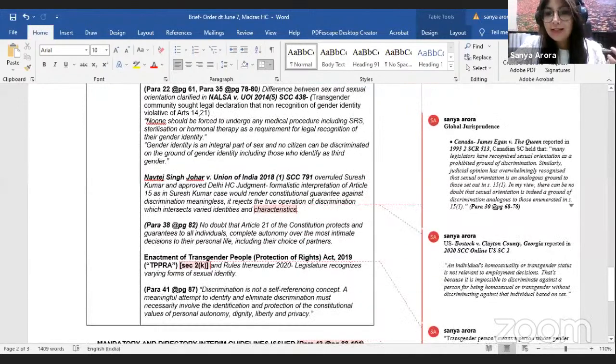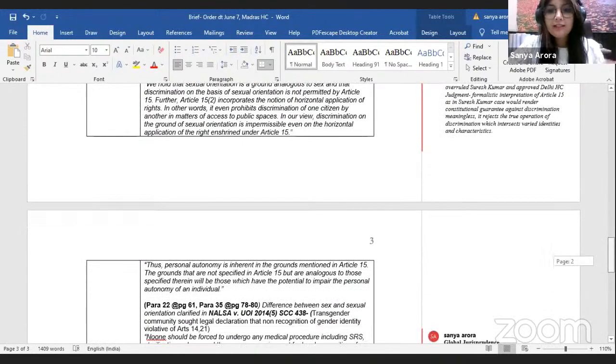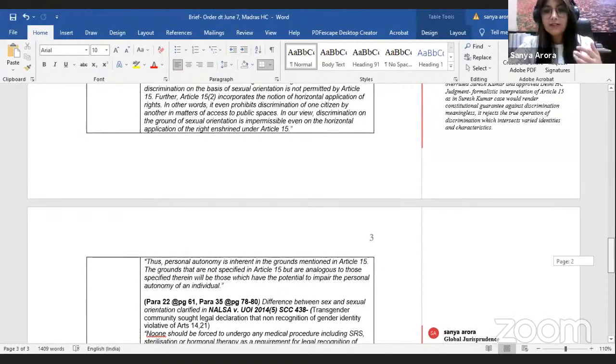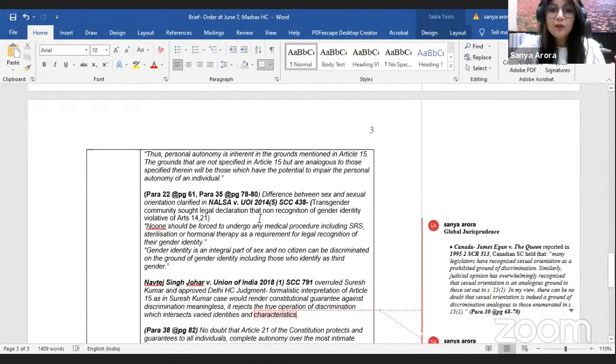So all of that trajectory has been traced by me right over here. When you read it in the judgment, it's spread out all over the judgment. But if you read it comprehensively over here, you'll be able to make more sense of it. And then you talk about Nalsa, which happened in 2014, and Navtej Singh Johar is an important judgment. So 2018, what was the important aspect of that judgment that has been captured here?